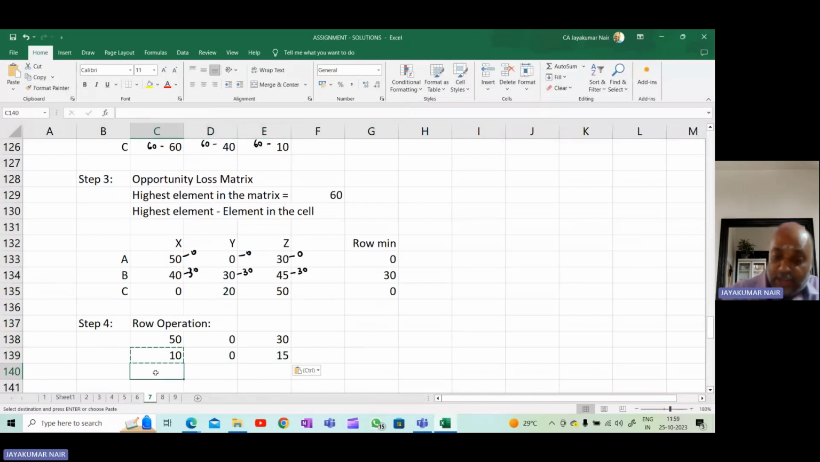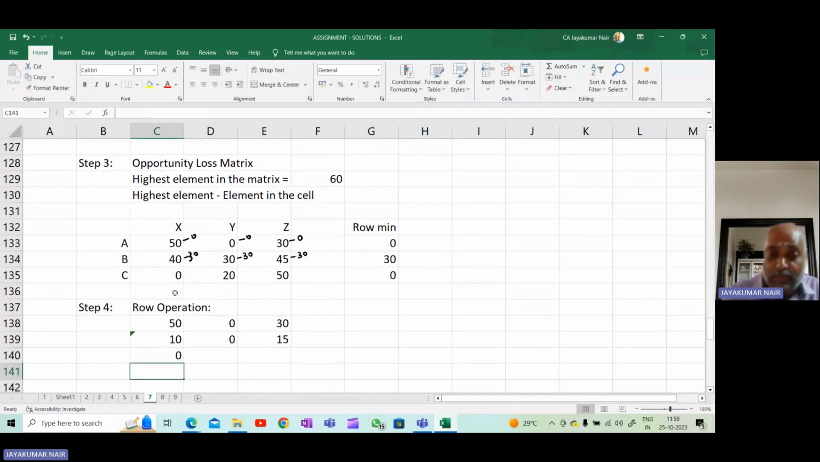After you finish with the second row, for the third row the row minimum is 0, so it is the element minus 0. Therefore, if you do this, you will get 0 minus 0 is 0, 20 minus 0 is 20, 50 minus 0 is 50.